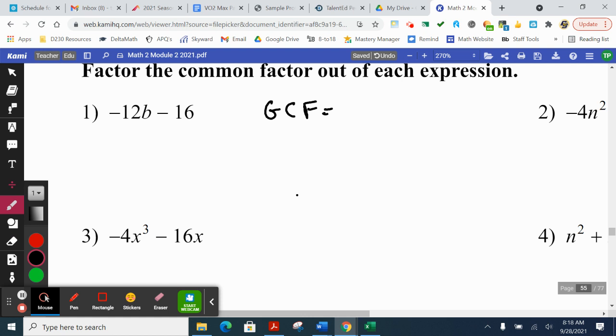numerically, do we all agree that 4 goes into those 2 numbers? Yeah, so let's say we write down 4 to start with. Then there are no letters that are common, so 4 is our GCF. If I pull out a 4, wouldn't I be left with a negative 3b and a negative 4? All right, that's what we go ahead and distribute again, and that's what's going to give us that answer.